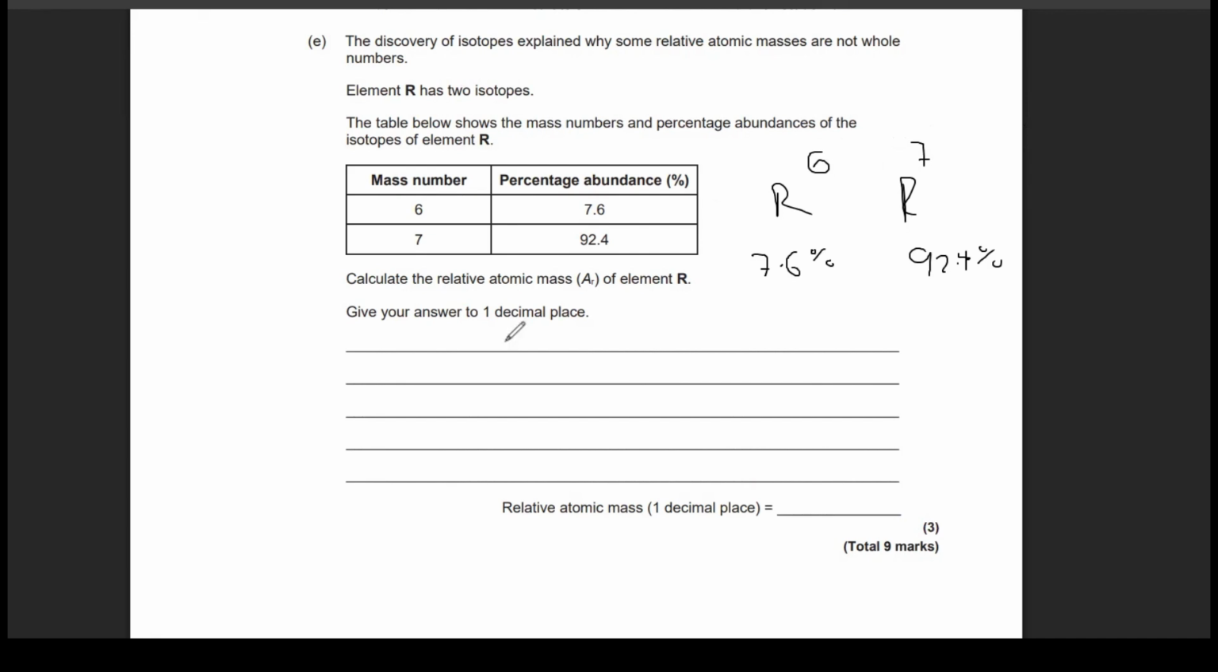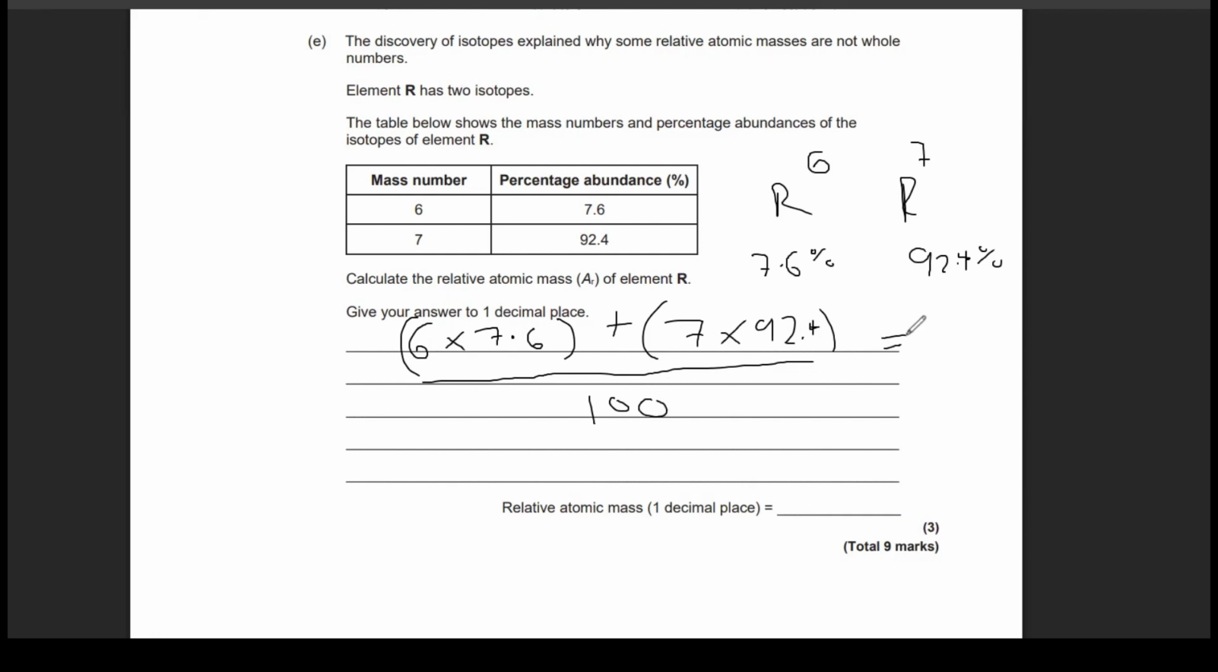So this is how you do it. What you're going to do is the sum of the masses times by their percentages divided by the total percentage, which is going to be 100 in this case. So we're going to go 6 times 7.6. And then we want to add that, because we need the sum of this, to 7 times 92.4. So it's like saying if you had 100 of these elements, 92.4 of them would have a mass of 7, and 7.6 of them would have a mass of 6. That means you're going to divide by 100. And that is going to give you your mean mass.